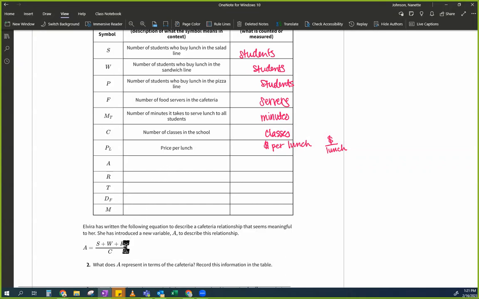So can you take a second to think: S plus W plus P divided by C? What do you think? Students plus students plus students. Yeah, someone said in the chat, S, W, and P are all measured in students. So we're adding the number of students. So this represents, very good, the total number of students that are eating in the cafeteria, divided by C.